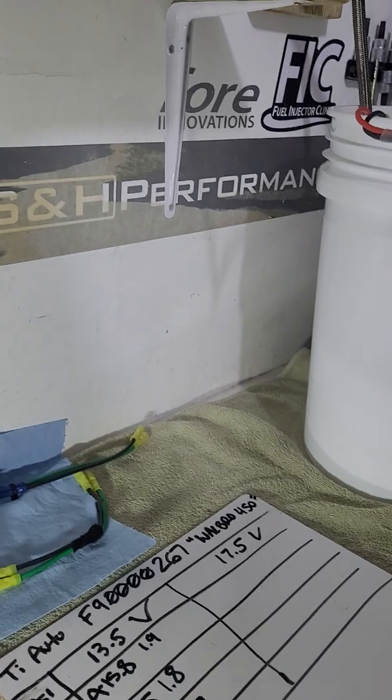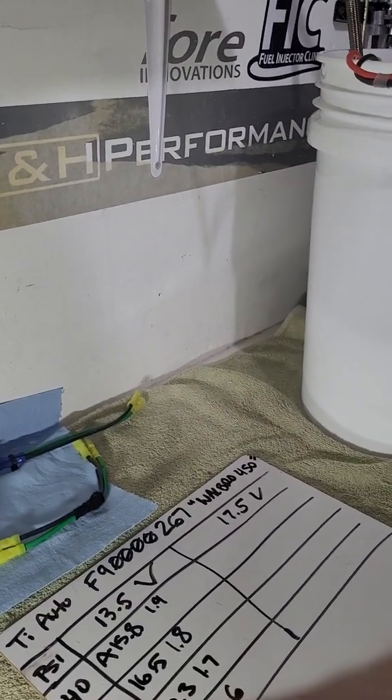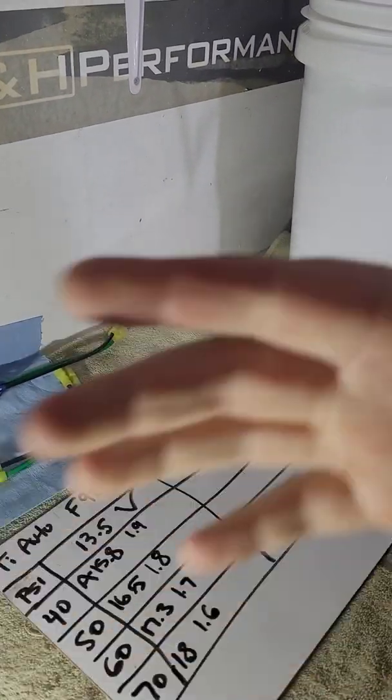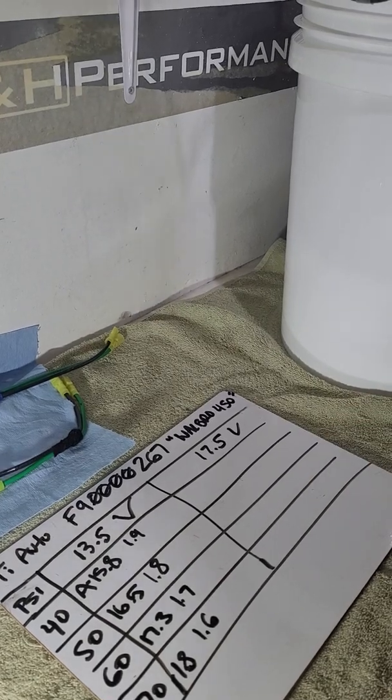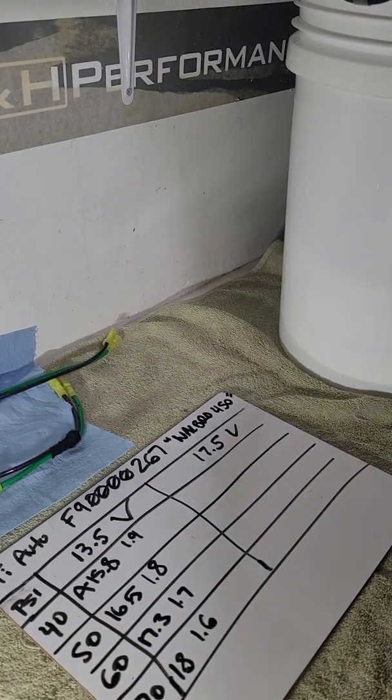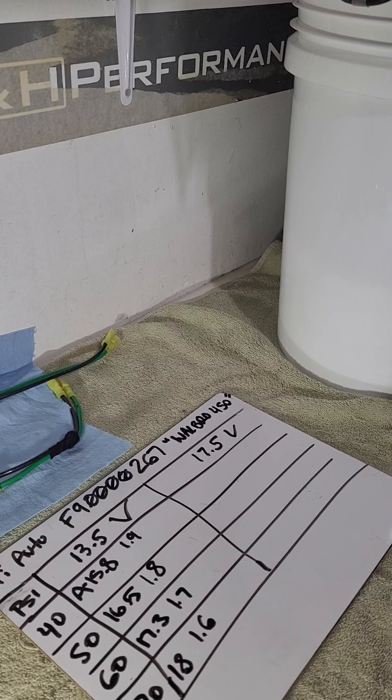So 18 amps, 70 PSI, all right. I'll go ahead and get the rest of the data first at the higher voltage, and we'll shut it off and then look at the stuff. So we'll dial it back down to 40.